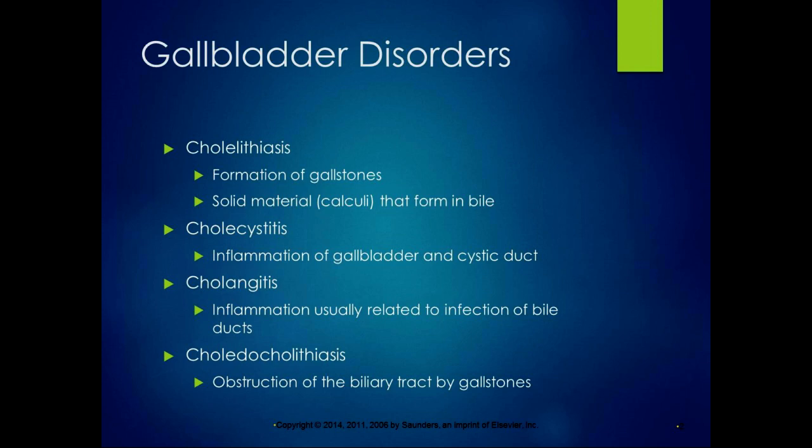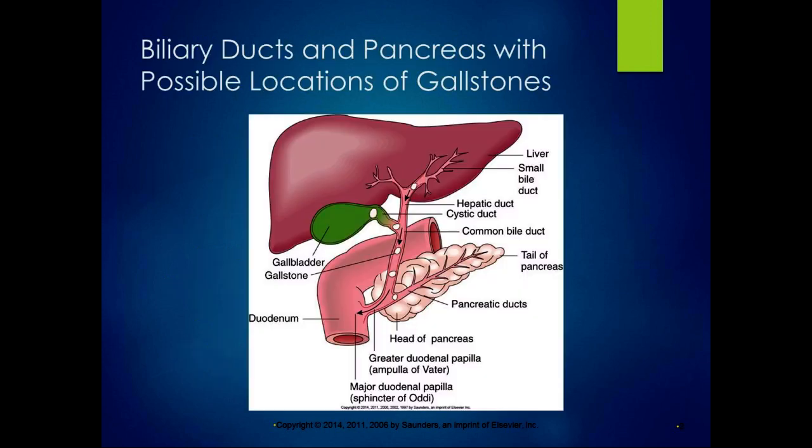Cholecystitis is inflammation of the gallbladder and the cystic duct. So itis, it's inflammation. Cholangitis is usually related to infection of the bile ducts. And then choledocholithiasis, isn't that a great name? It's obstruction of the biliary tract by gallstones. So the gallstones are the primary problem, and then the tract gets obstructed because of those gallstones.